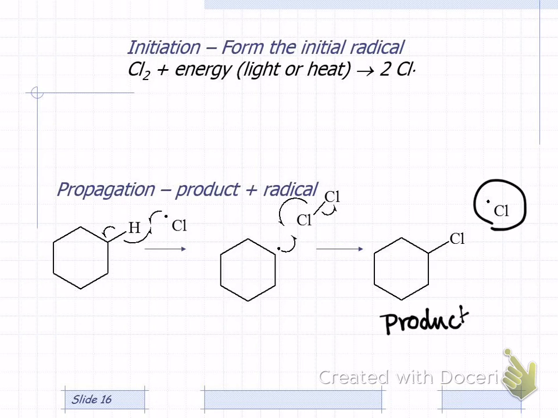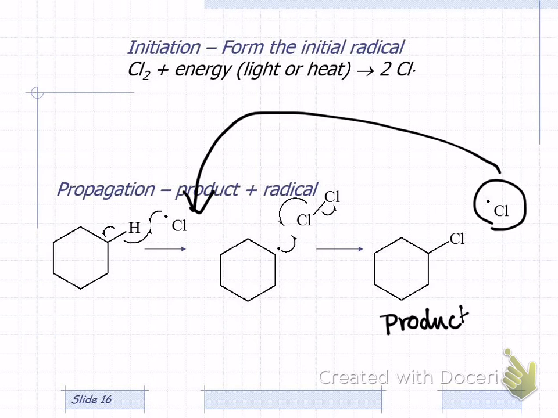And this is the radical that's used in the very first step of the process. So that's why it's called the propagation step. You only have to make one of them in the course of the reaction, and that one just keeps going through the reactant and producing the product over and over and over again.